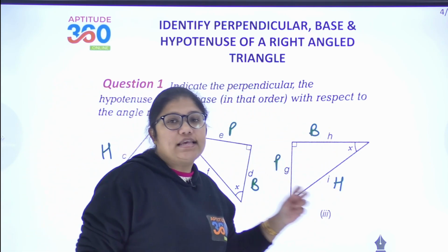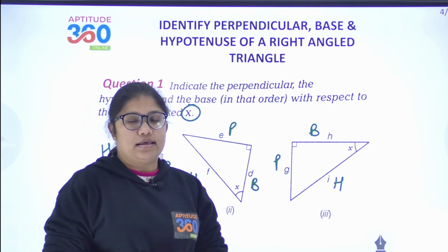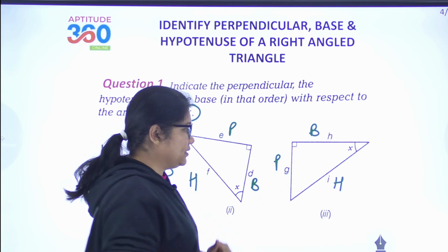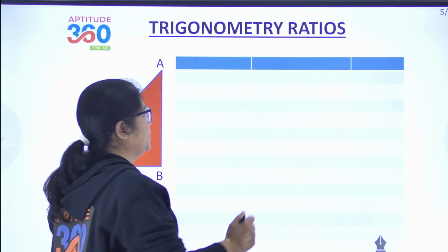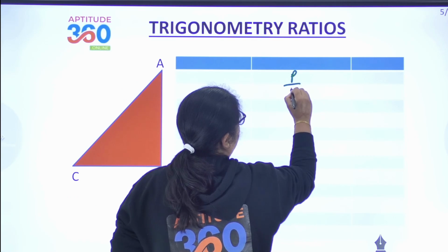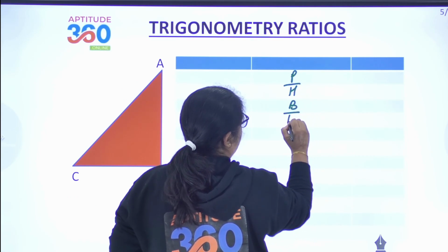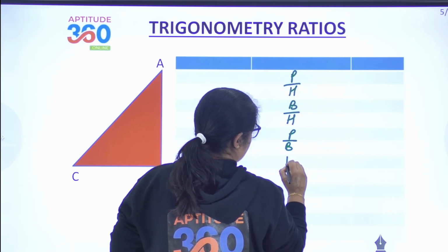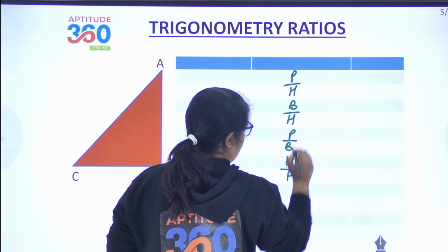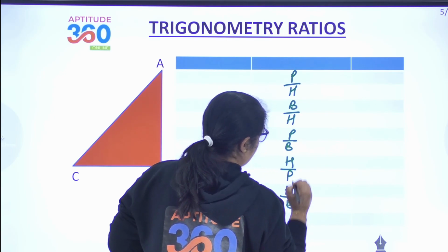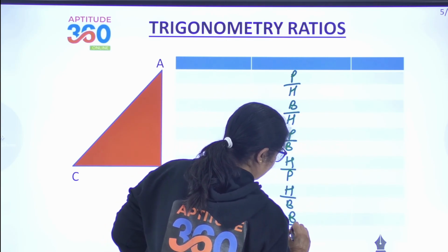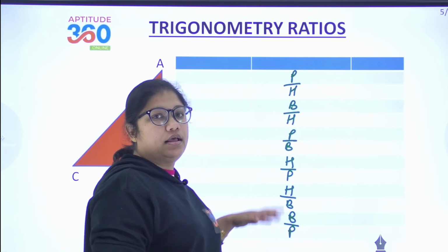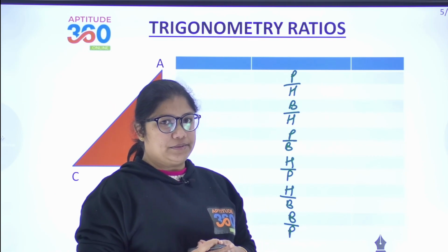Now, what all ratios can be formed using these 3 sides? There are a total of 6 ratios that can be formed using these 3 sides. Let us understand those ratios. It can be either P upon H, B upon H, it can be P upon B, and the inverses of these: H upon P, H upon B, B upon P. That is it. Only 6 ratios can be formed out of the 3 sides of a right angle triangle.